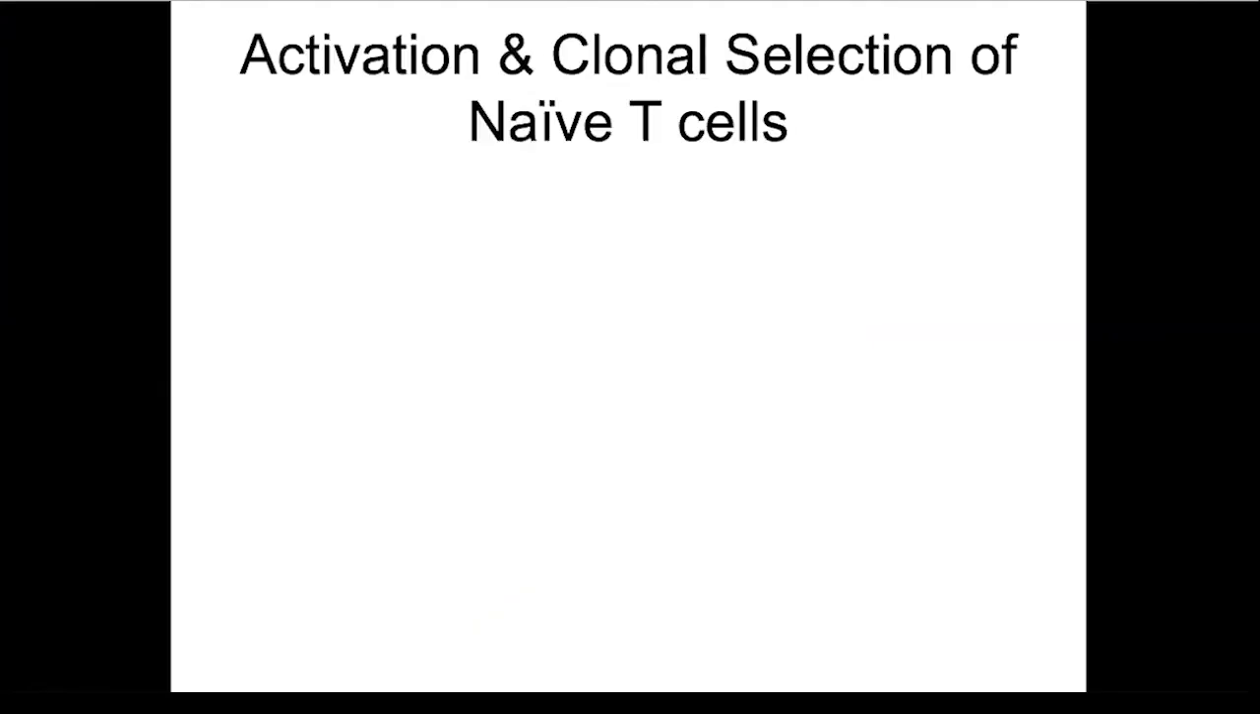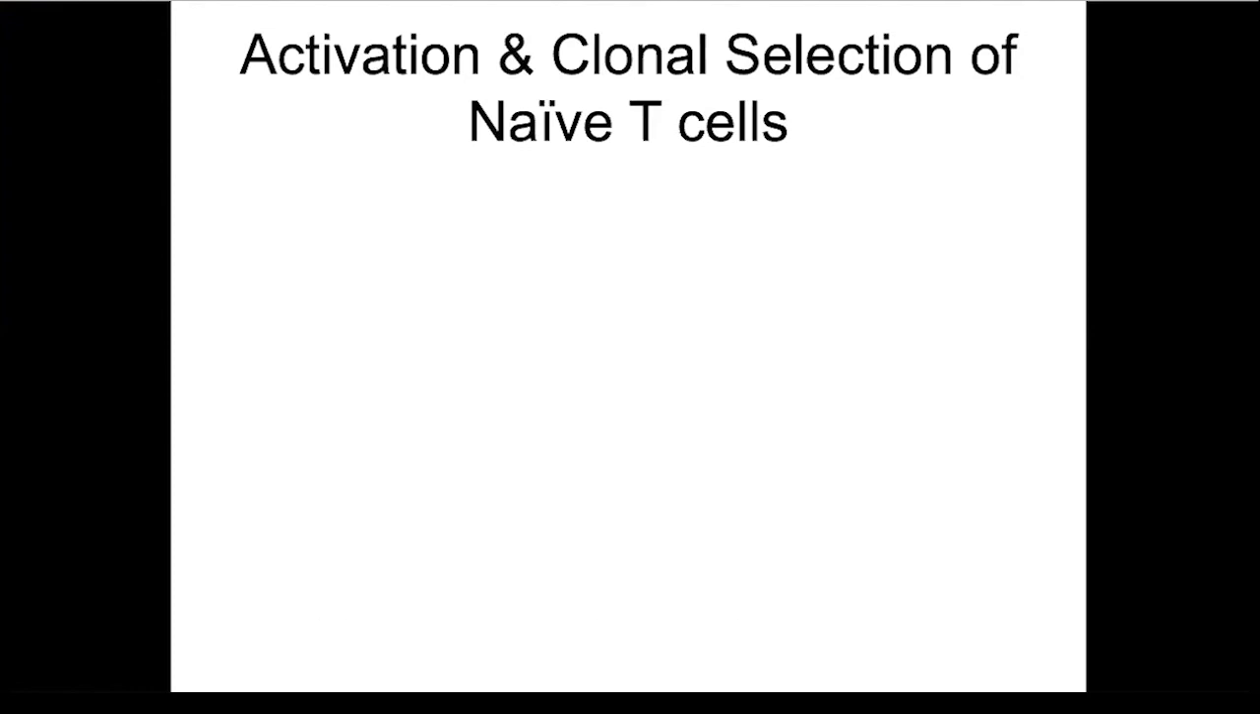Let's look at the activation and clonal selection of naive T cells. Recall that a naive lymphocyte is one that has left its primary lymphoid organ, where it undergoes its maturation process, and moved into secondary lymphoid organs, but has not come in contact with its antigen. So it hasn't been activated yet. Let's look at the process by which they become activated.